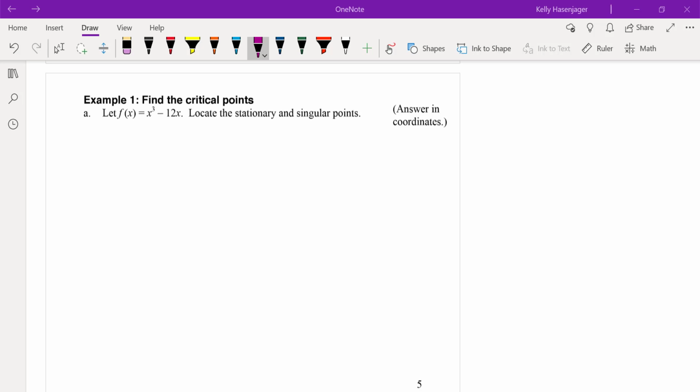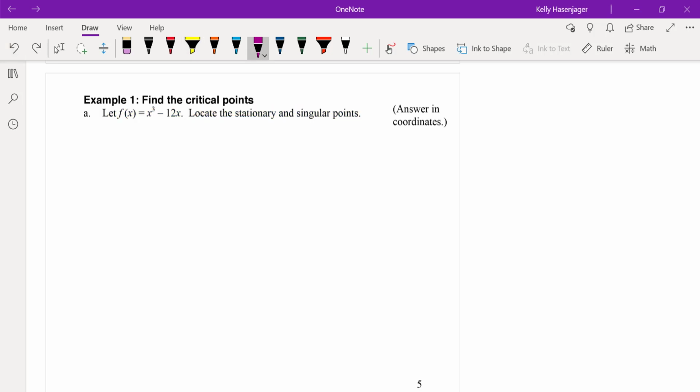Hi everybody, we are going to cover section 5.1, page 2. On page 1, we learned how to find the critical points given a graph. Now we want to learn how to find the critical points given an equation. We're given the function f of x is equal to x cubed minus 12x, and it asks us to locate the stationary and singular points.